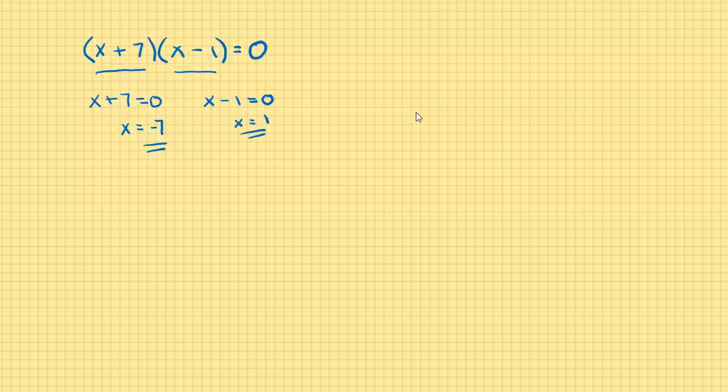The zeros of the expression are -7, because when you plug in -7 for x here, you get -7 plus 7 is 0. And then it doesn't matter what the other expression is, because 0 times anything is 0. Same thing with 1. When you plug in 1 for x, you get 1 minus 1 is 0. And anything times 0 is 0. So those are the two zeros.